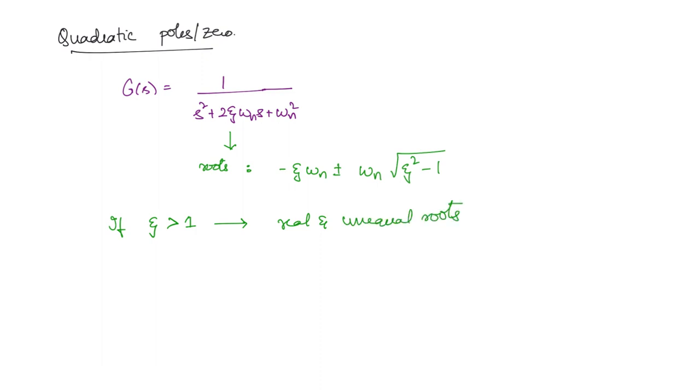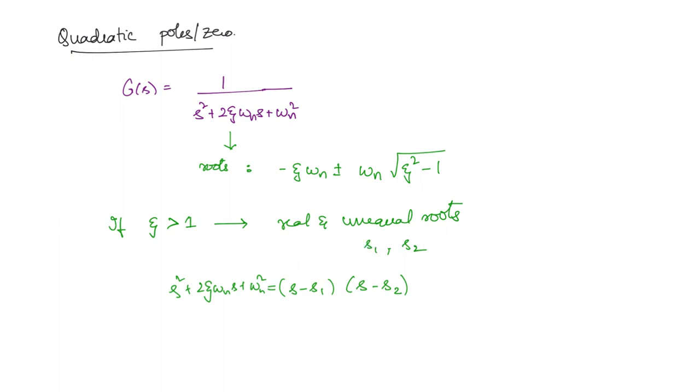And if you get real and unequal roots, let us say they are S1 and S2, then you can write s square plus 2 zeta omega n s plus omega n square as S minus S1 into S minus S2. So now what is this becoming? This is becoming a product of two poles, right? So simple poles. Just like the simple poles we have discussed, we can draw the magnitude plot of each of these poles and then add them up. That is how you will get the Bode plot of this function if you have real and unequal roots.